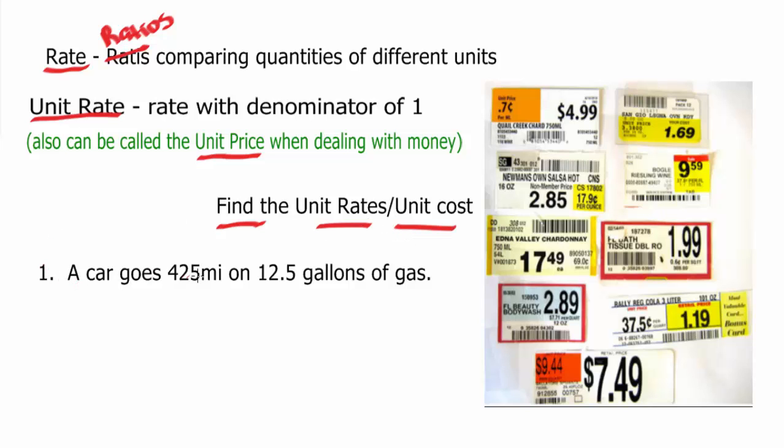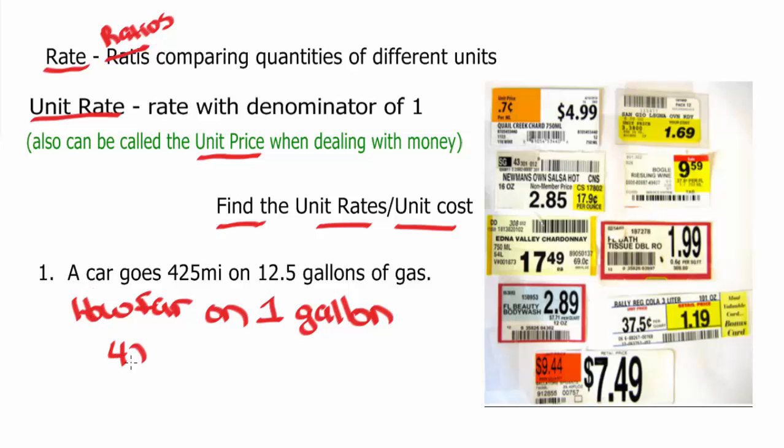So a car goes 425 miles on 12.5 gallons of gas. Okay, so it wants to know what is the unit rate, meaning if it goes this far on 1 gallon of gas, how far on 1 gallon is what it's asking. Okay, so if it went 425 in 12.5, all we have to do is divide.